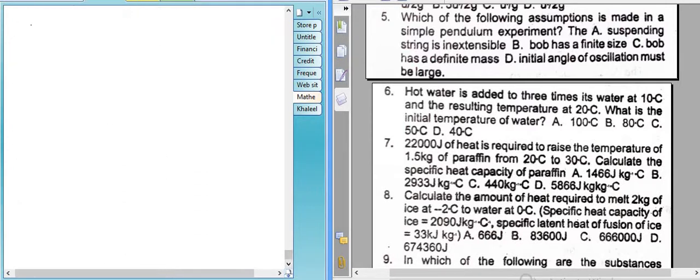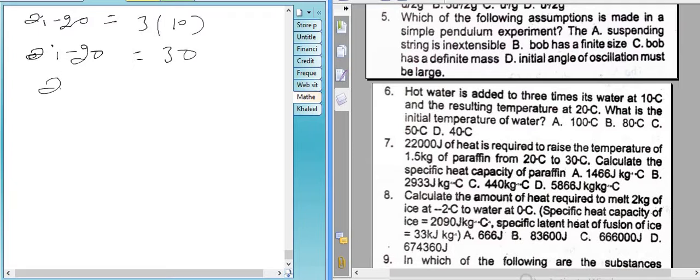So let's simplify. Initial temperature minus 20 is equal to 3 into 20 minus 10, which is 10. Now theta I minus 20 is equal to 3 times 10, which is 30. Therefore theta I is equal to 30 plus 20. So theta I is equal to 50 degrees. Therefore the correct option is option C. Now question 7.